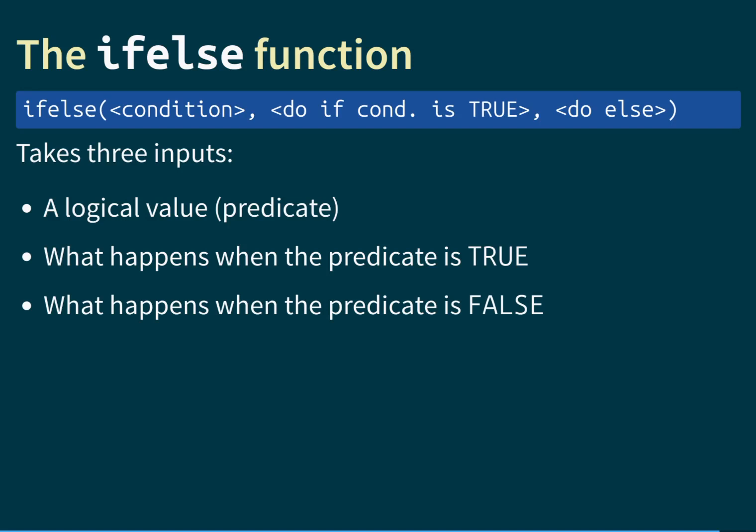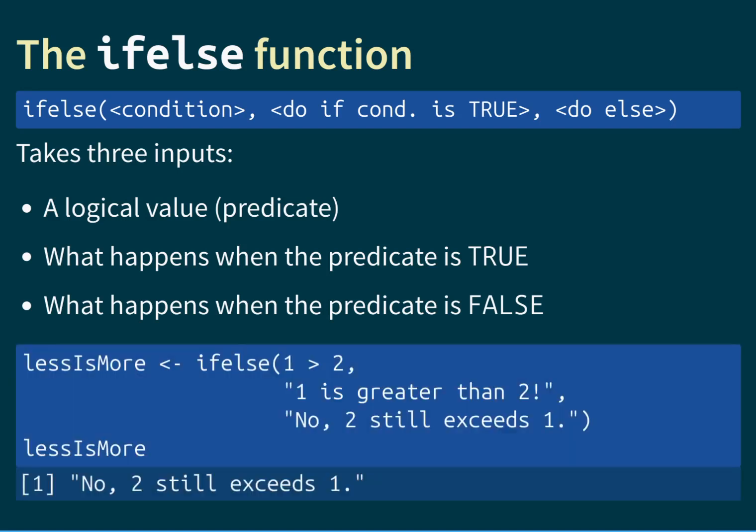By the way, these are often also called predicates. Predicates are simply expressions which evaluate to either true or false. So if you hear people talking about predicates, that's simply what they mean. An expression that evaluates to either true or false. So that's the first input. The second input is the value that should be returned if the condition was true. And the third input is what should be returned if that condition was false. So that's what the ifelse function does.